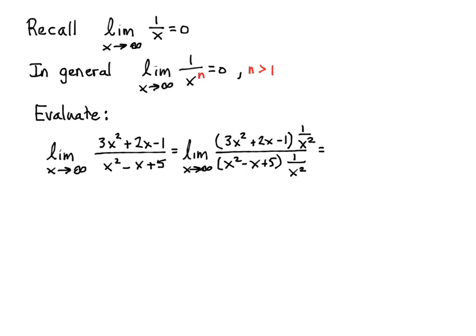And so when we extend that out, what we're going to get is 3 plus 2 over x minus 1 over x squared, and then in the denominator we have 1 minus 1 over x minus 5 over x squared. So here we have an expression where, if we just look at the individual terms, we know very clearly where they're going to go. The numerator is going to go to 3 plus 0 plus 0. The denominator is going to go to 1 minus 0 minus 0. And so remember that rule we had: when you have the same degree in the numerator and the denominator, it's the ratio of the leading terms that tells you where it's going to go.